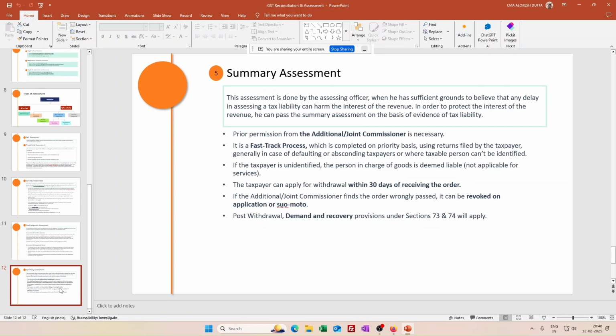What is the summary assessment? The assessment is done by the assessing officer when he has sufficient grounds to believe that any delay in assessing a tax liability can harm the interest of the revenue. In order to protect the interest of the revenue, he can pass a summary assessment on the basis of evidence of tax liability. Okay, 1 minute.